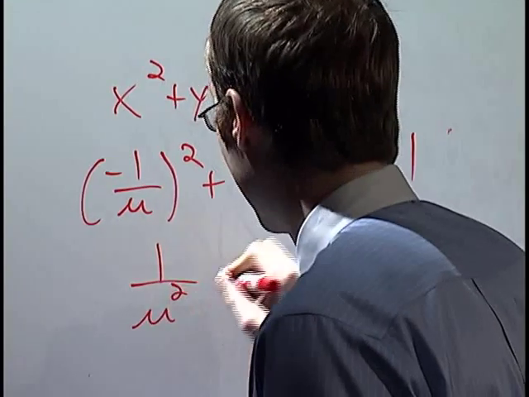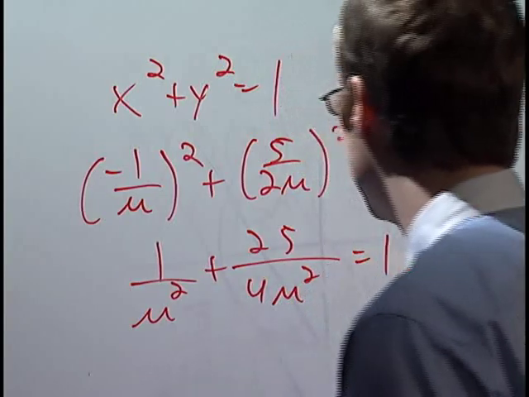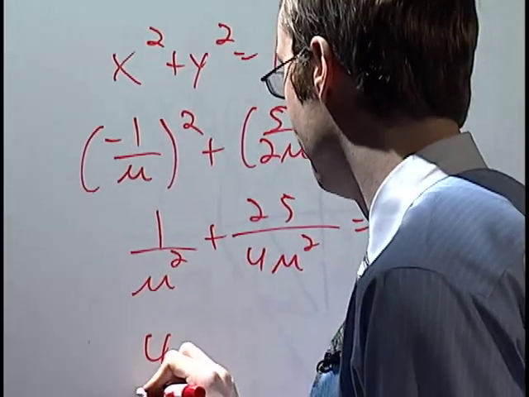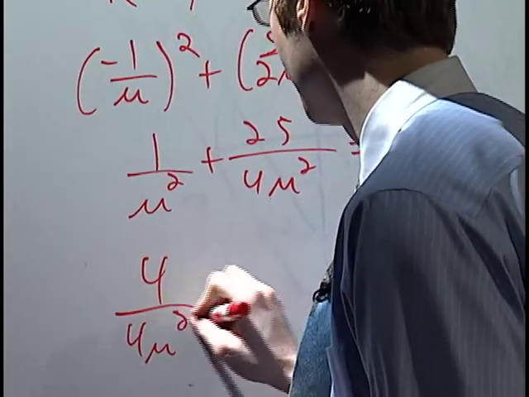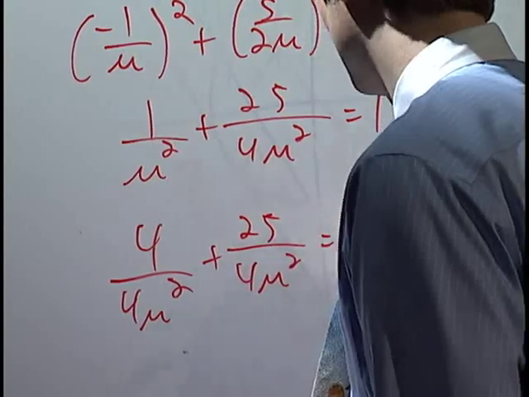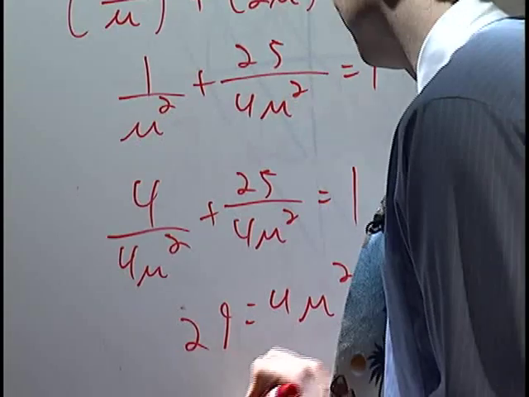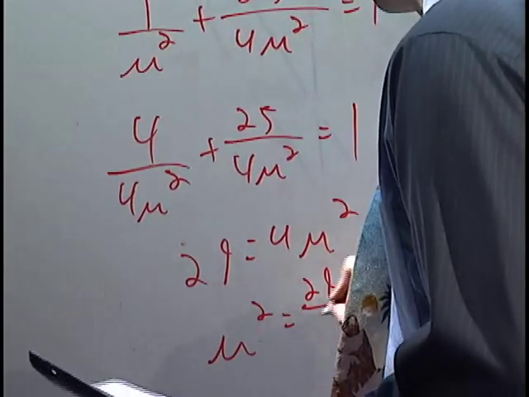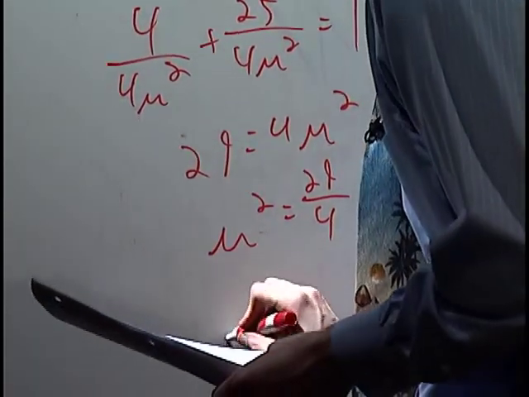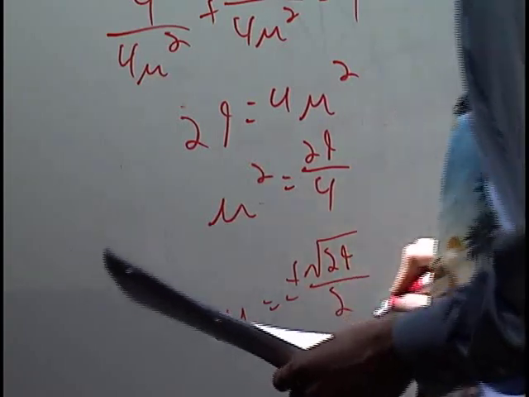1 over mu squared plus 25 over 4 mu squared equals 1. Get a common denominator: 4 over 4 mu squared plus 25 over 4 mu squared equals 1. This implies that 29 equals 4 mu squared, and mu squared is equal to 29 fourths. So mu, getting sloppy with my mu's down here, is equal to plus or minus root 29 over 2.